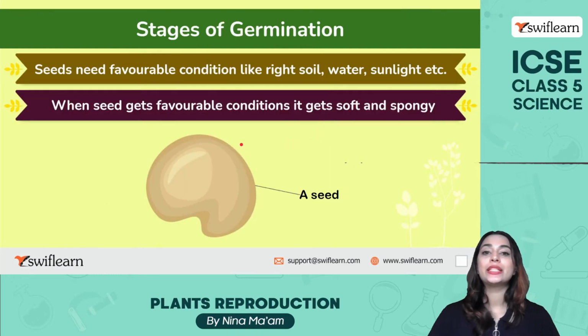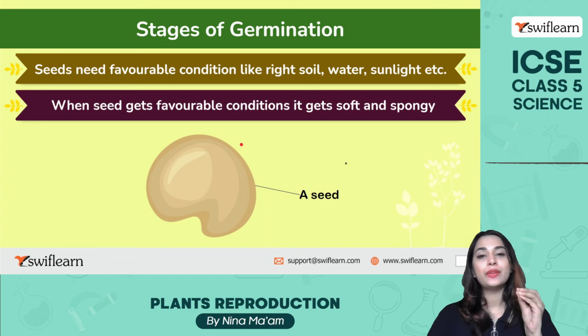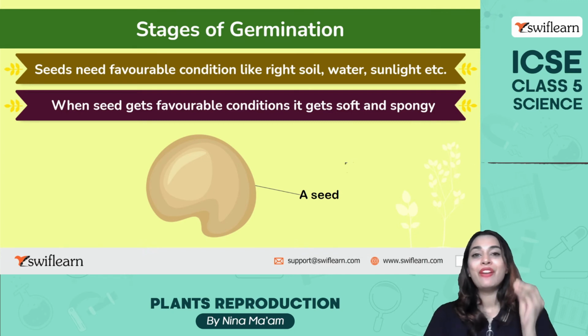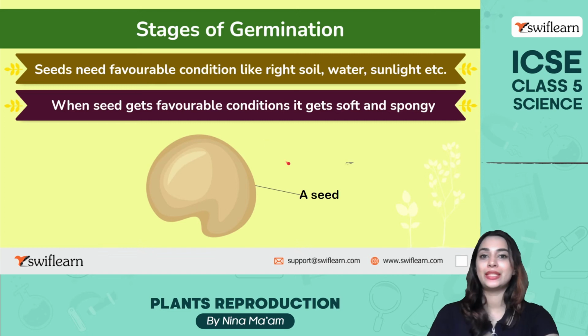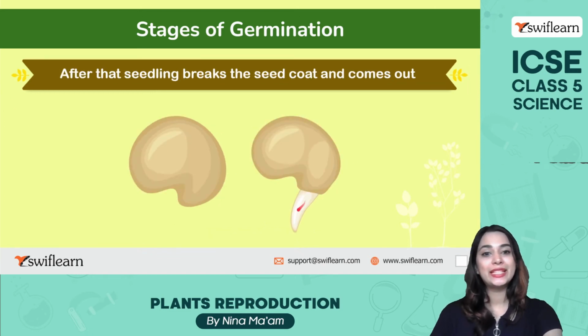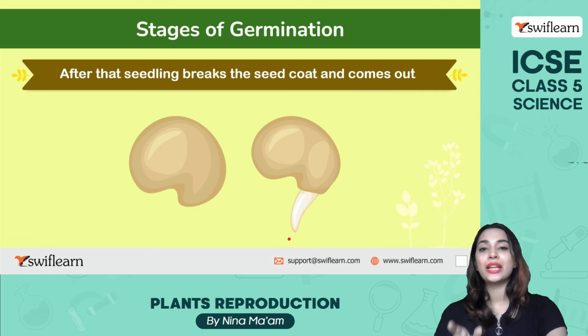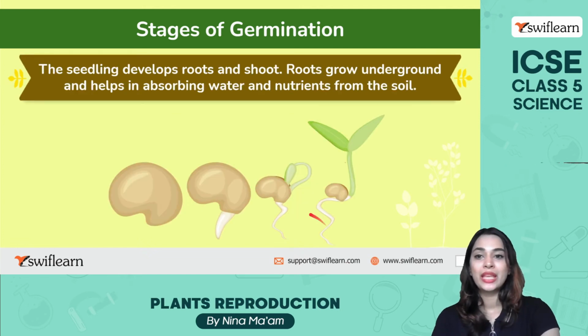And let's look at the stages of germination. The first one is the seed, which needs some favorable conditions like proper weather, sunlight, water, the quality of the soil and so on. When the seed is exposed to these favorable conditions, it will become spongy and soft. That is the first step. After that, you can see the seedling break the seed coat and start to come out. Then the seedling develops into the root, then the shoot, and after that, it will absorb nutrients and grow as a plant.